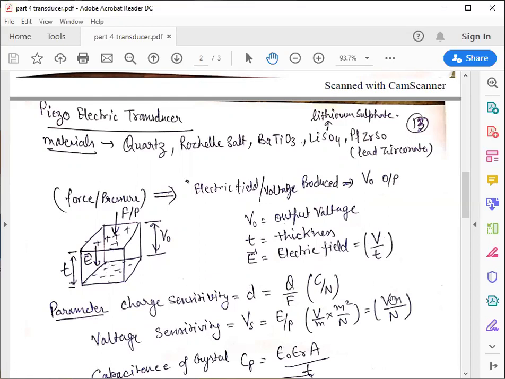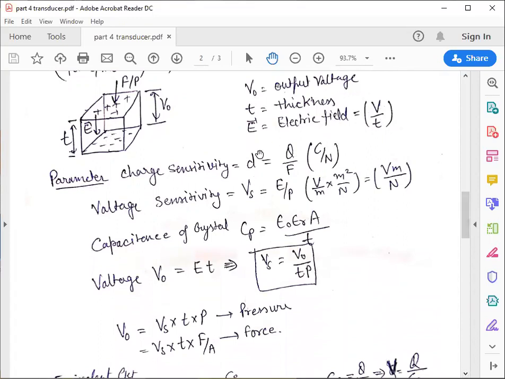The parameters which are used here are, first, charge sensitivity. Charge sensitivity is denoted by D. D is equal to charge per unit force. The unit of charge is Coulomb, and the unit of force is Newton. So sensitivity D will be charge per unit force, which is equivalent to Coulomb per Newton.